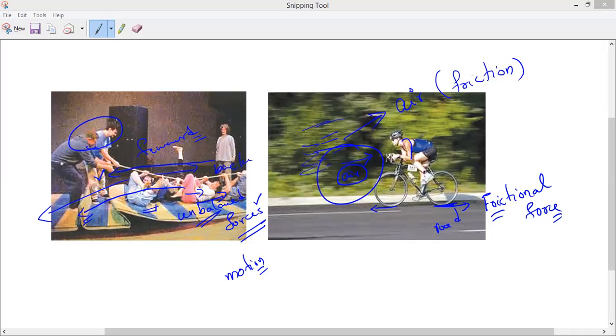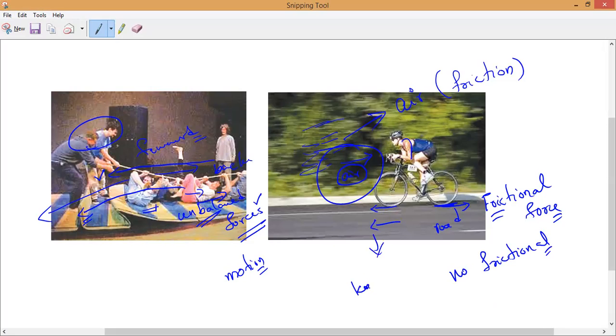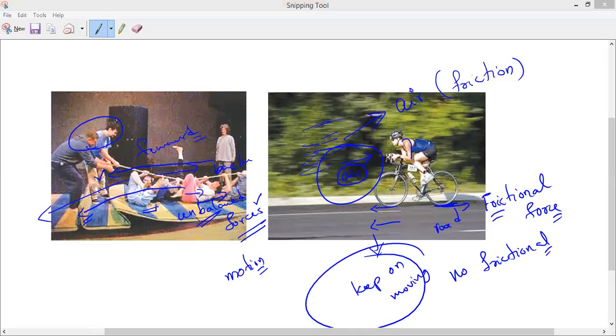Yes or no, guys? If there is no frictional force, no air friction, then the bicycle would keep on moving. Is it yes or no, guys? Yes, keep on moving. That is what will happen. Are you clear, everybody? So if there is no air resistance, then the bicycle, or any object, will keep on moving like under balanced forces. That is what uniform motion is.